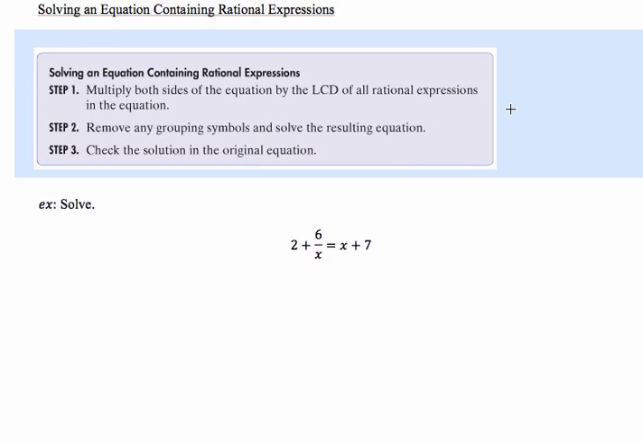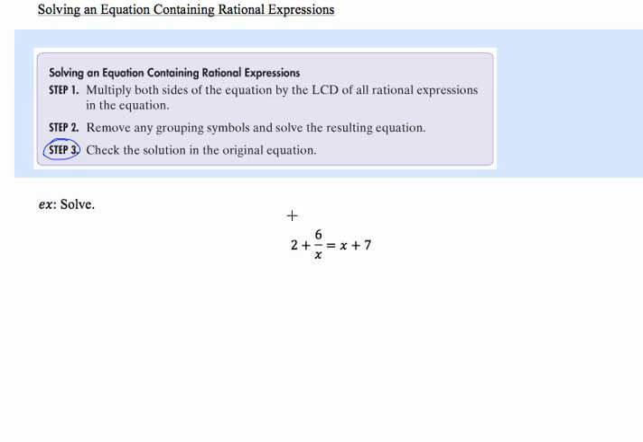Okay, how do you solve it if it has x's in the denominators? That's really when you have rational expressions. The only real difference is that you then have this step 3, which is you have to check your answers. Because when you multiply both sides by an x, you can sometimes introduce what's called extraneous solutions. They're answers that you get, but that aren't really answers to the original equation. So sometimes that'll happen, all right?